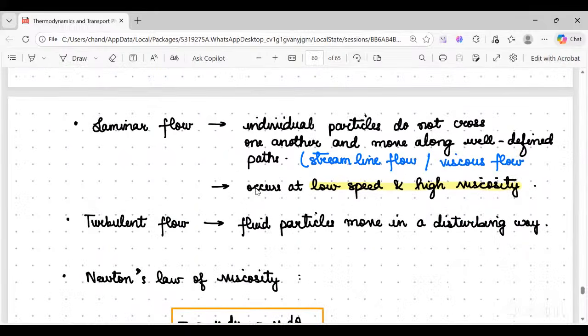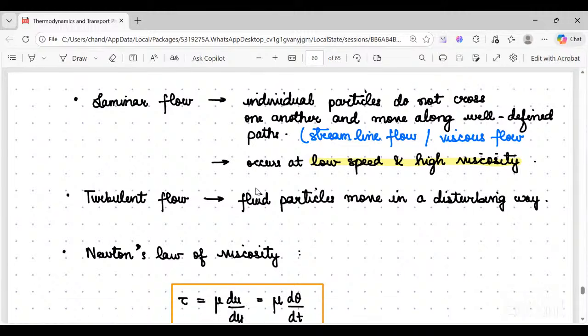Laminar flow: individual particles do not cross each other and move along well-defined paths. This is called streamline flow or viscous flow. It occurs at low speed and high viscosity. Turbulent flow: fluid particles move in a disturbed way.